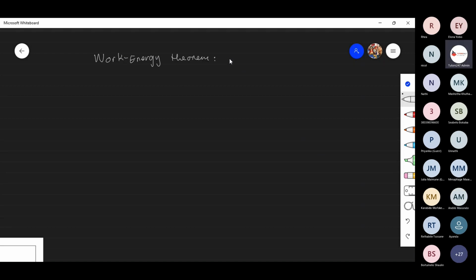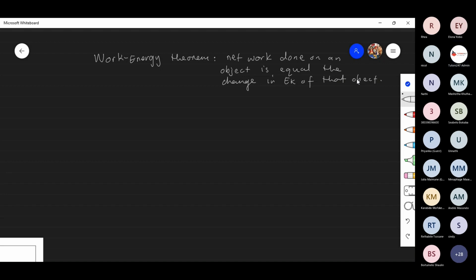states that the net work done on an object is equal to the change in kinetic energy of that object. So let us write this in terms of an equation.